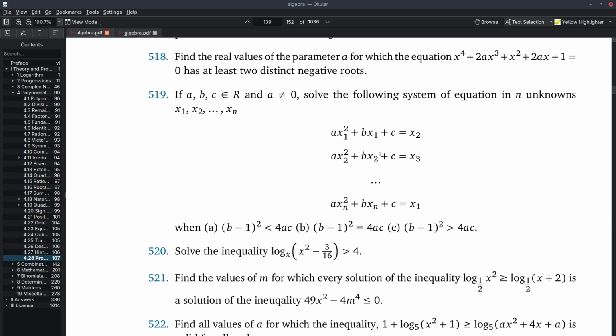So even though it looks like quite a difficult problem, you just have to observe what is given here, b minus 1 whole squared in all three cases. So you want b minus 1 here. So you subtract x1, x2, x3, and on the right hand side also you do that.